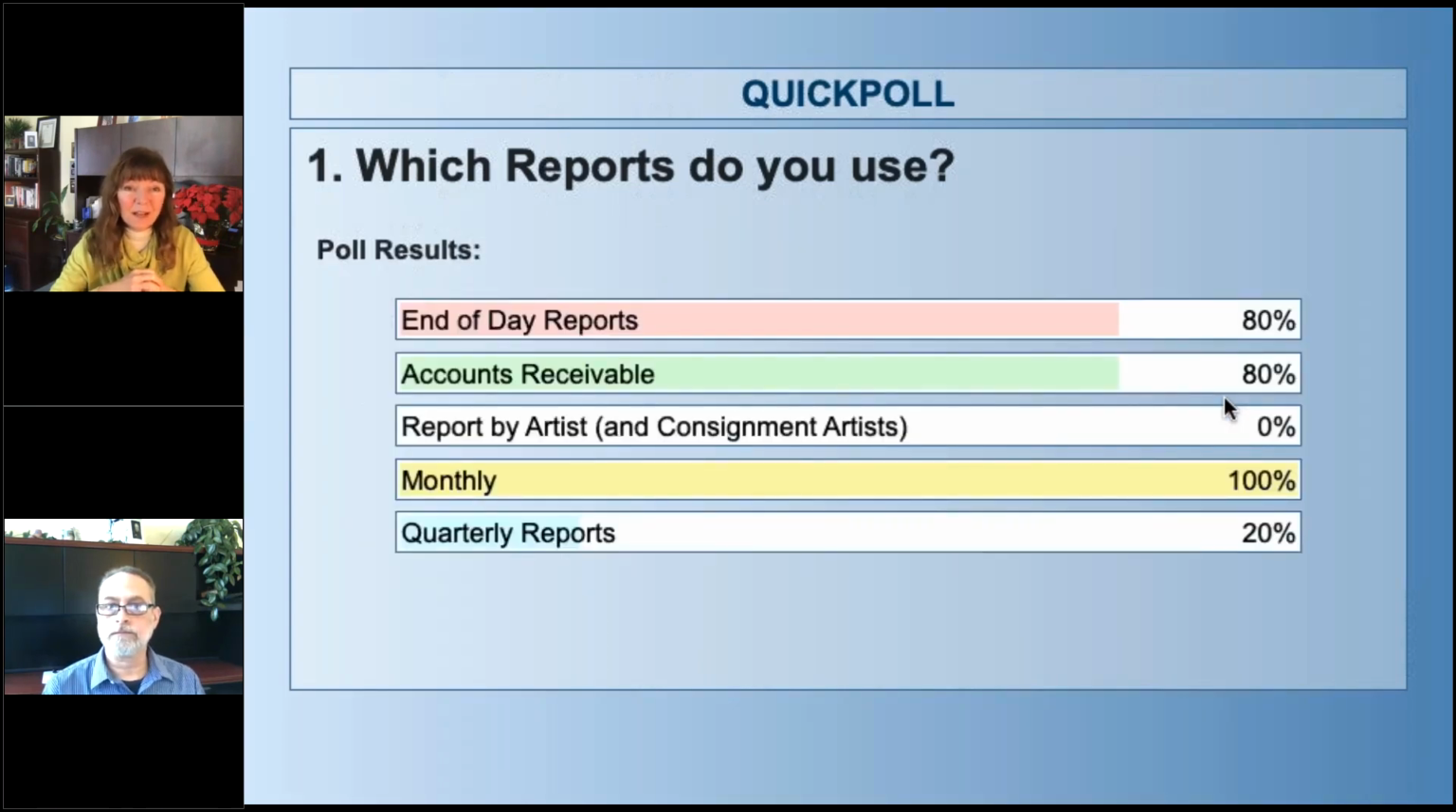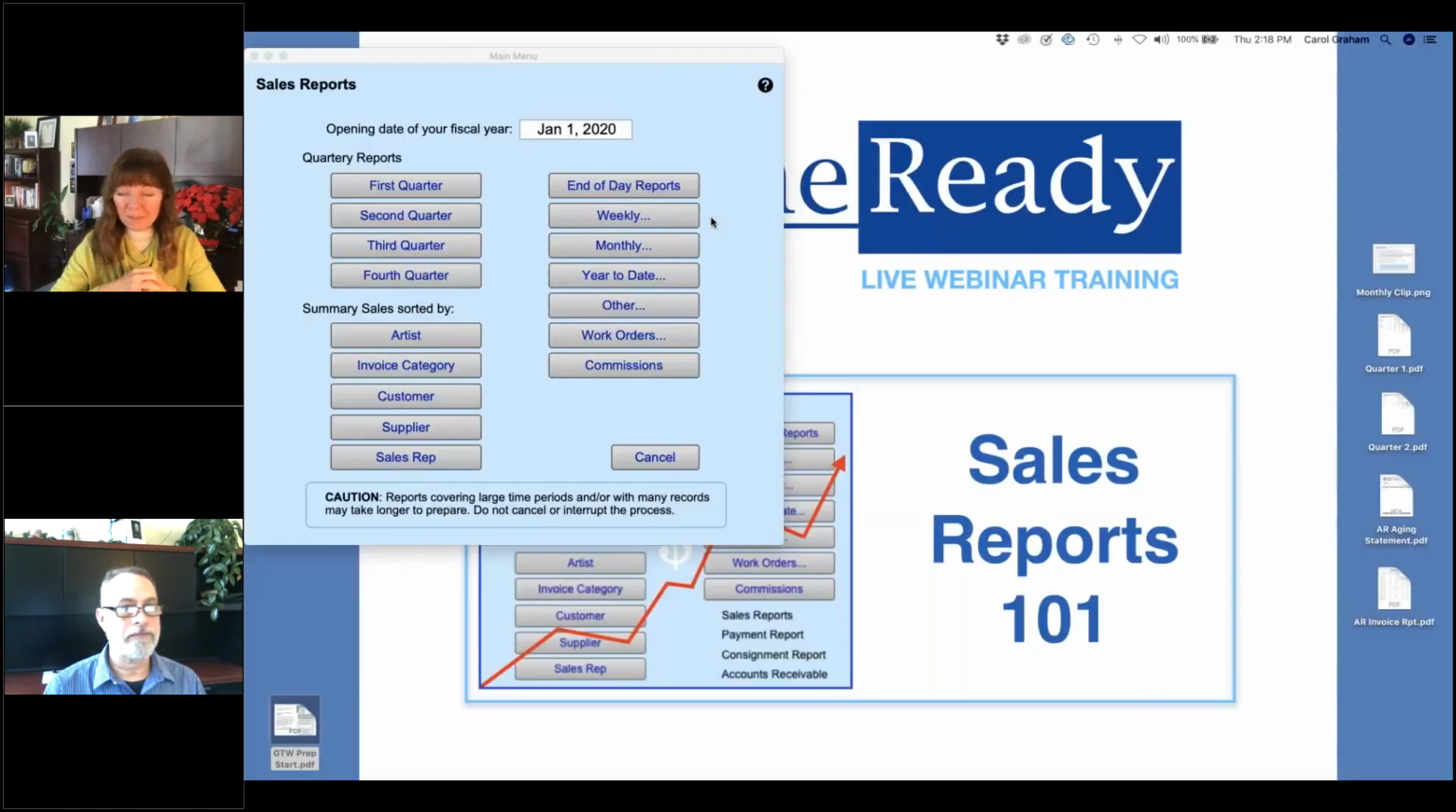There we go. Oh, wow. Monthly reports are really popular. Okay. And accounts receivable, yep, quarterly, end of day reports. That's great. Okay. Well, thank you so much for voting on that.